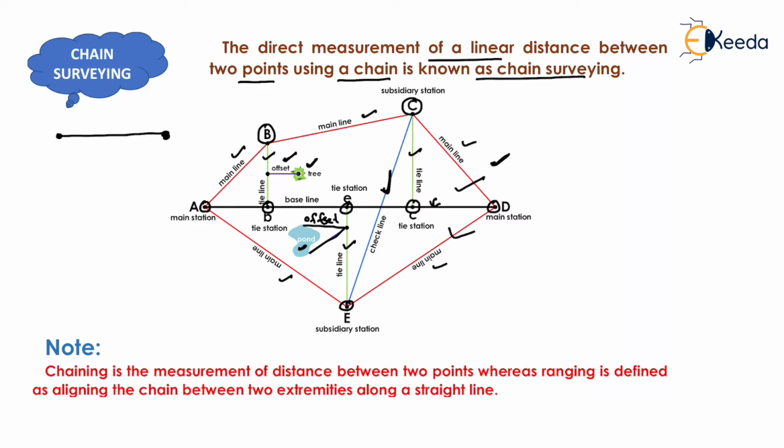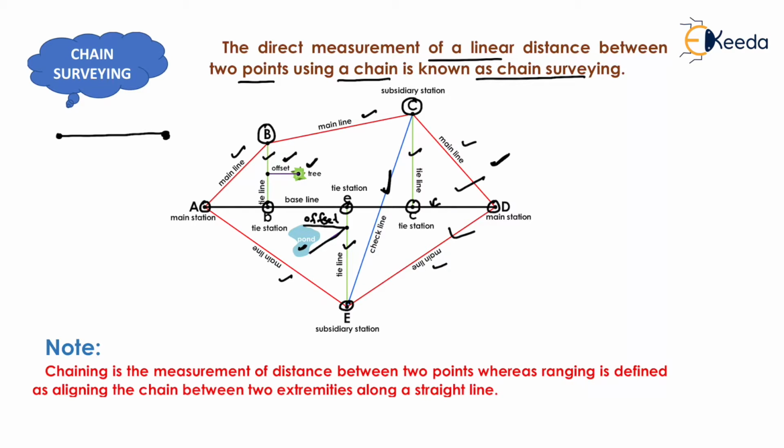And if both distances, the distance on the sheet as well as the distance on the ground which we had converted according to our scale, are not the same, then our chain surveying is wrong and we need to repeat the process once again.